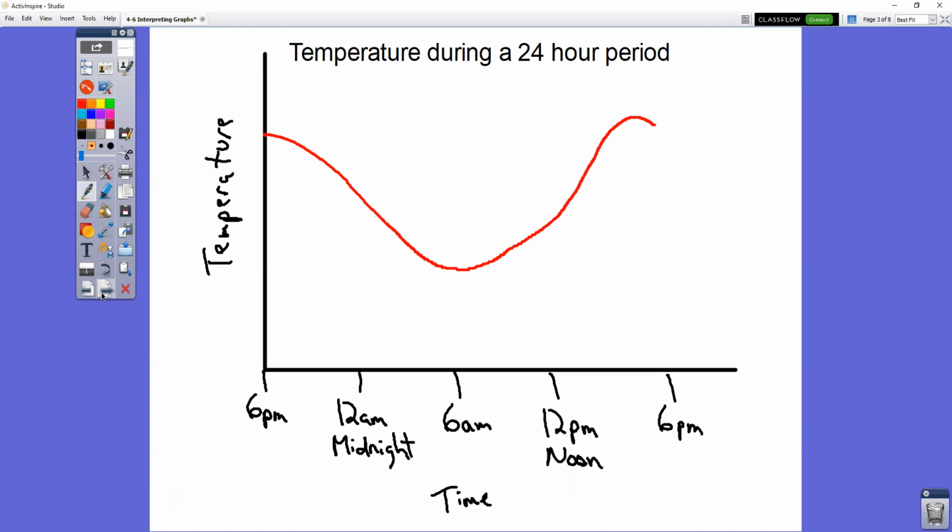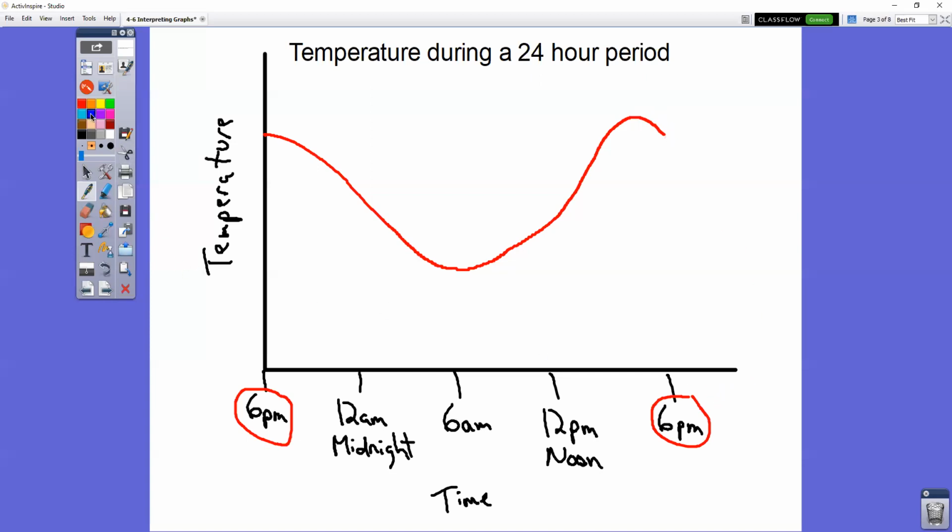Let's take a look at this one. Now, this is a very sciencey type question as well. What we're looking at in this graph is the temperature during a 24-hour period of time. So notice that we are starting off this graph at 6 p.m. and going to 6 p.m. So we're looking at the temperature outside over a 24-hour period of time. Notice that our temperature is going down and then it's going up. And then right about at 6 o'clock, it starts going down again.